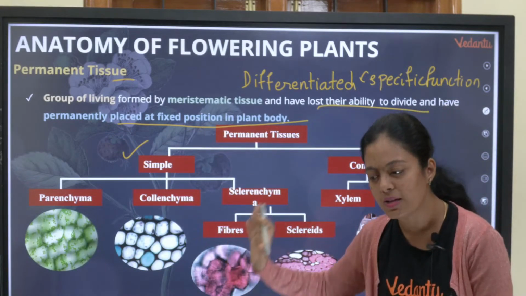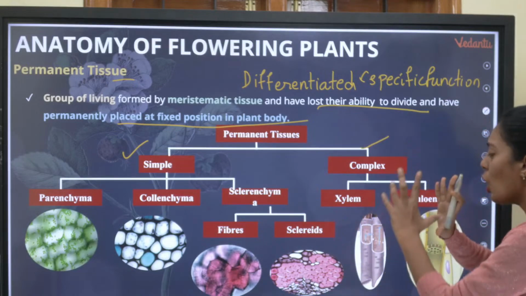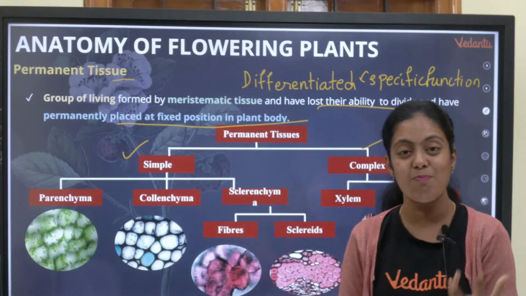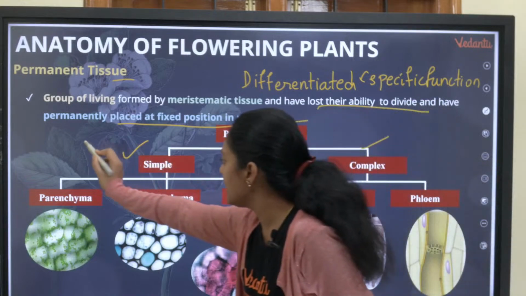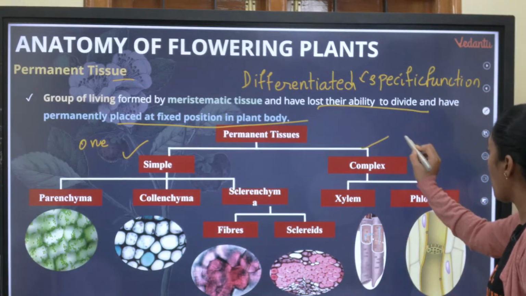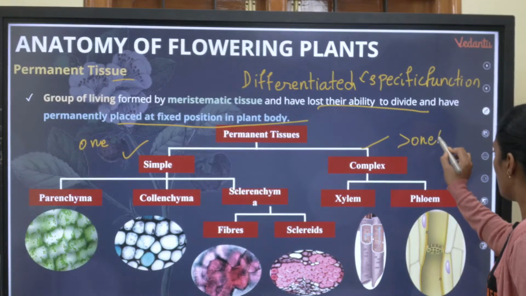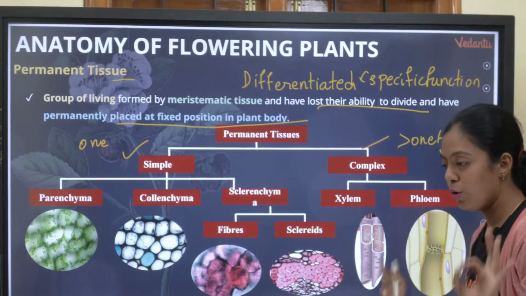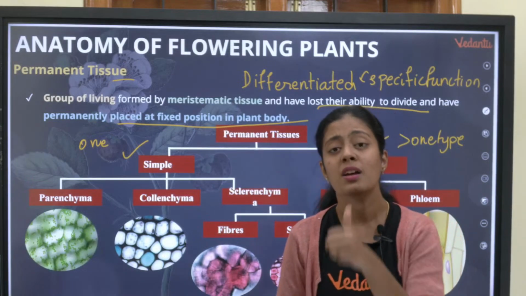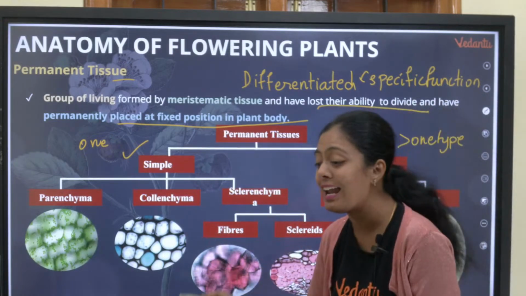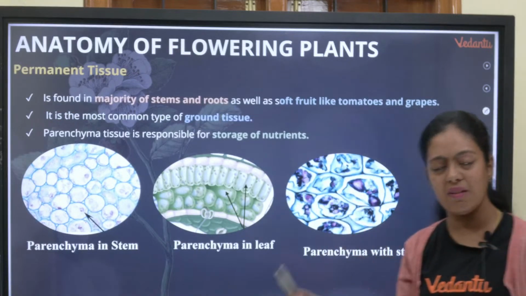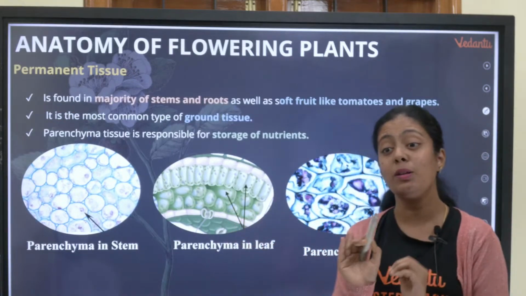Very, very important questions come from this part. Complex means they are made up of more than one type of cells. Here, how many cell types are there? One single type. Here it is more than one type. We'll discuss it. Just remember clearly what simple means and what complex means. Shall we discuss parenchyma first? Where have you seen or heard of parenchyma? What do you know about parenchyma?